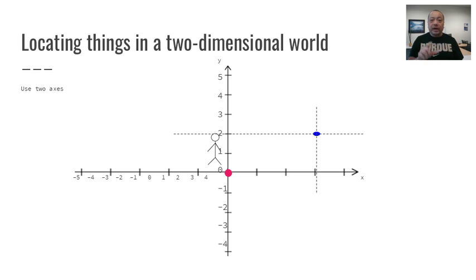And the small blue dot is at the spot where if you look down the horizontal axis, it's at 3, and if you look sideways at the vertical axis, it's at 2. The numbers (3, 2) are the coordinates of the small blue dot, and we write the coordinates with parentheses.